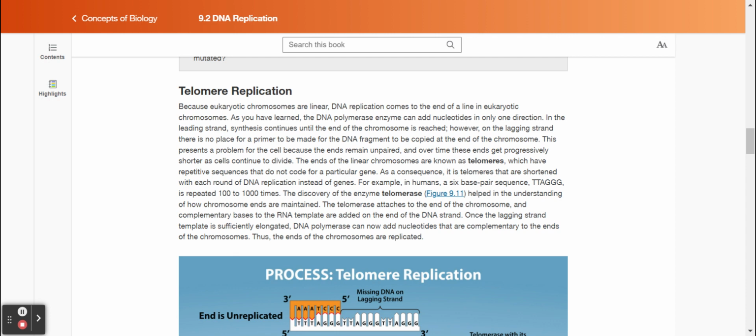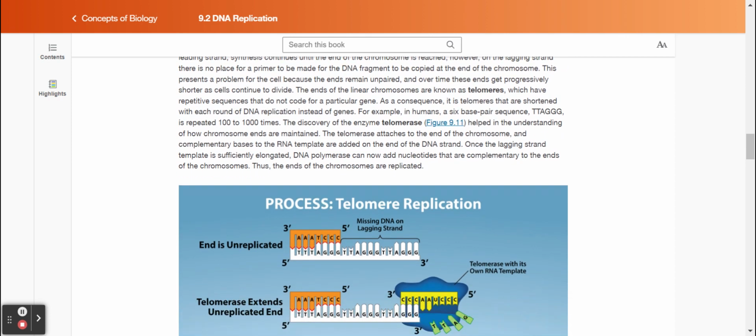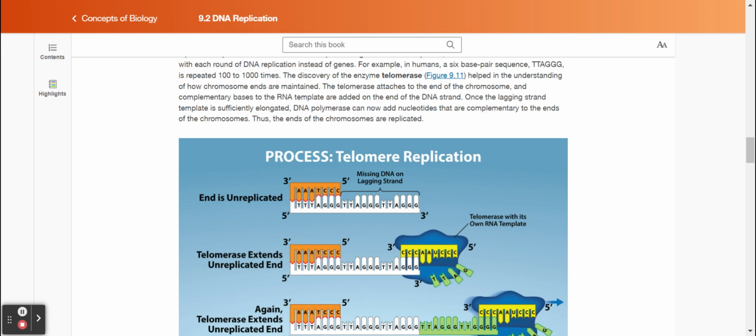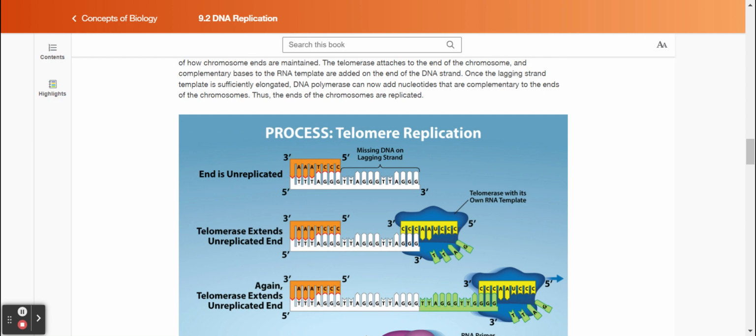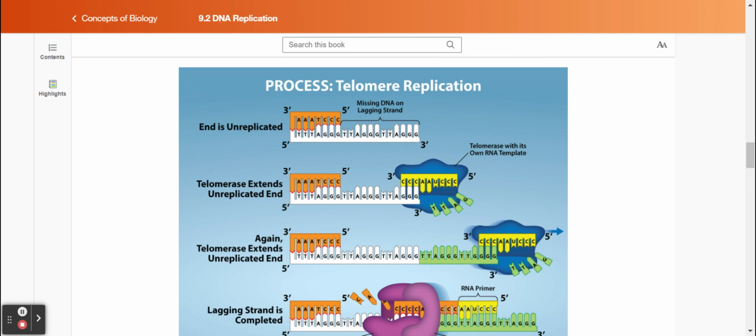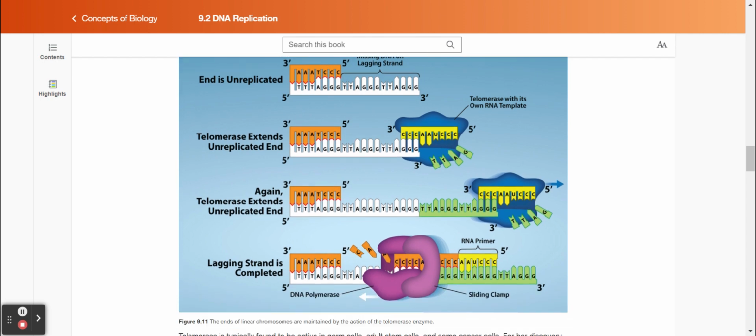The discovery of the enzyme telomerase helped in the understanding of how chromosome ends are maintained. The telomerase attaches to the end of the chromosome, and complementary bases to the RNA template are added on the end of the DNA strand. Once the lagging strand template is sufficiently elongated, DNA polymerase can now add nucleotides that are complementary to the ends of the chromosomes. Thus, the ends of the chromosomes are replicated. Figure 9.11. The ends of linear chromosomes are maintained by the action of the telomerase enzyme.